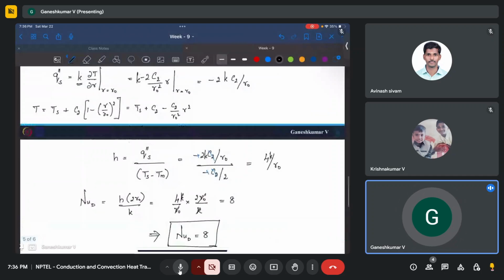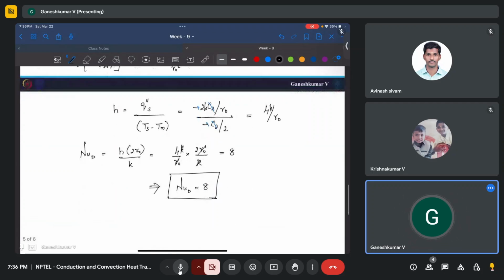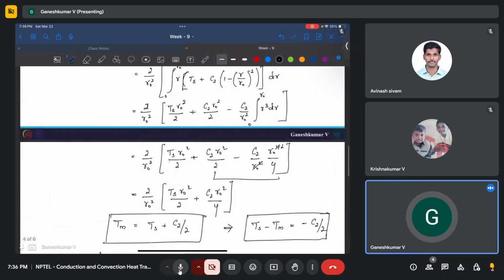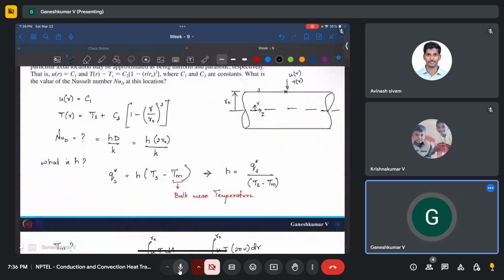We don't need to know whether it's a constant wall heat flux or a constant wall temperature. Given Ts and given the temperature profile and velocity profile, you can derive your Nusselt number and use it forward. Okay. Any questions on this derivation? We didn't perform much. We just did the balance at the surface.